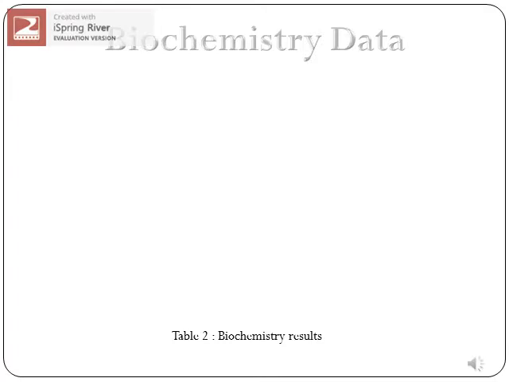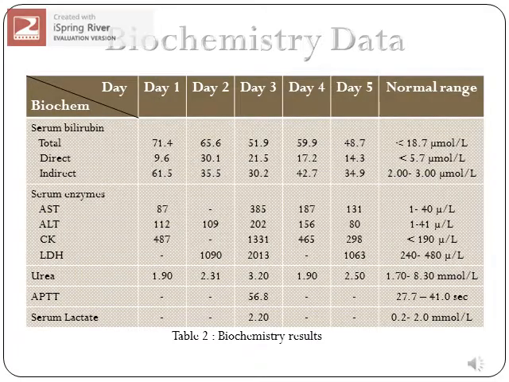Table 2 shows the biochemistry results for the patient from day 1 to day 5: serum bilirubin, total, direct and indirect, serum enzymes for AST, ALT, creatine kinase, LDH, urea, APTT, and serum lactate. You can see the pattern on serum bilirubin, serum enzymes, and all the other biochemistry tests for this patient are out of the normal range.